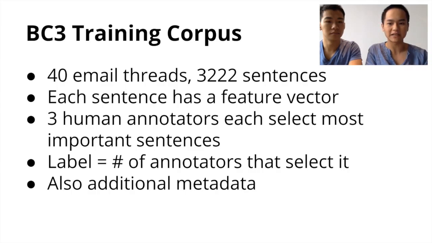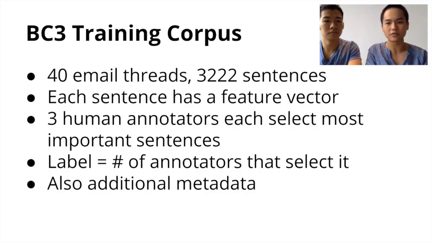And the way that the summaries are determined is that there are 3 human annotators who each separately select the most important sentences out of these 40 email threads. And then the score, or how important a sentence is, is the number of annotators that pick that specific sentence. So it ranges from 1 to 3. However, we also do normalization on the score of the sentences that we'll talk about later.